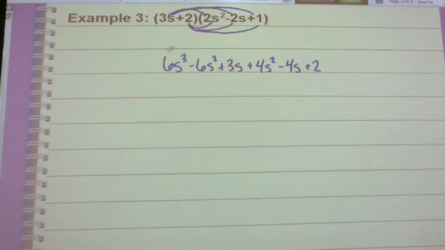Then from here, we are going to combine like terms, starting with the highest exponent first. So in this problem, our highest exponent is s cubed. So I'm going to combine all of my s cubes. Well, I only have 6s cubed, so I'm going to write that down first.